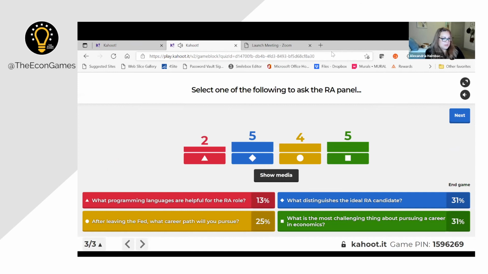Okay, so it looks like we have a tie. So we'll start with what distinguishes the ideal RA candidate. And let's go to Bazanking first. So I'll actually turn this over to Cornelius because he does a lot of recruiting right now. I feel like he might have a lot to say about this.